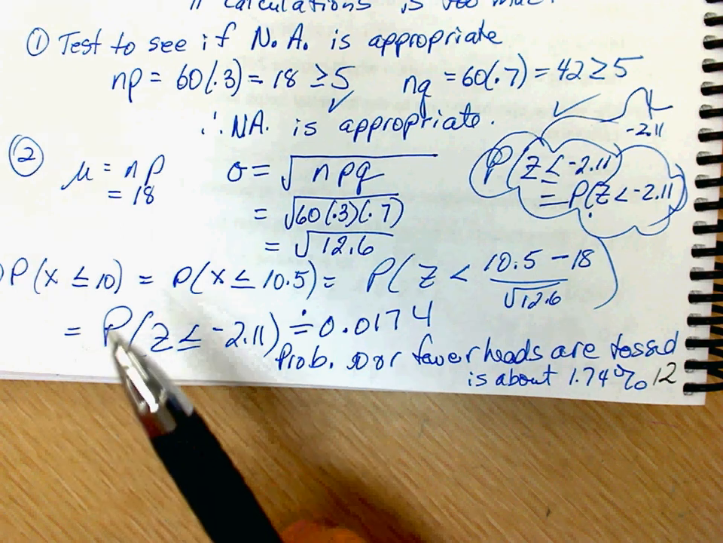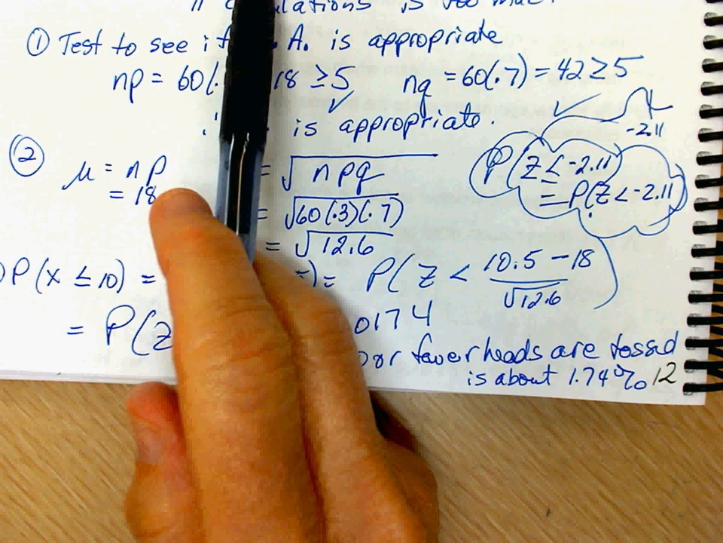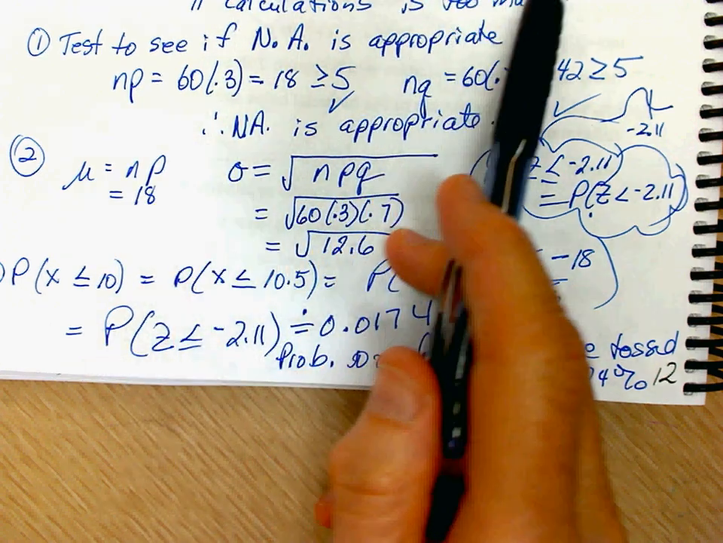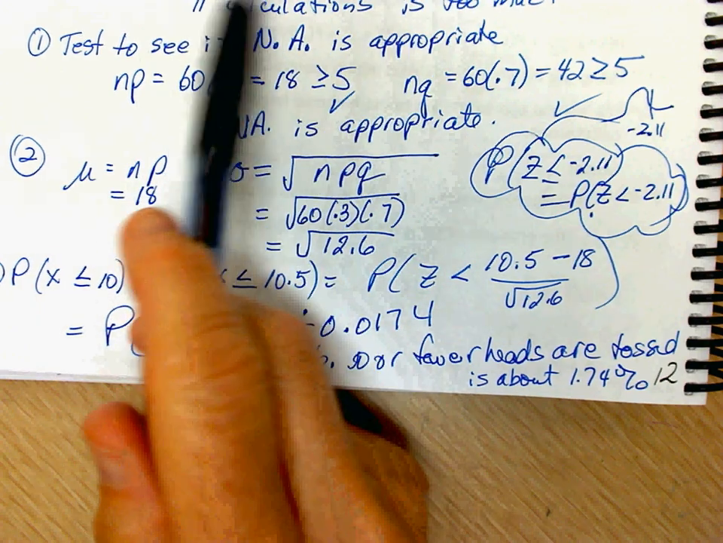Okay. Exactly 20 heads are tossed. Calculate this using the binomial model and the normal approximation to the model. Okay, so let's do that now.